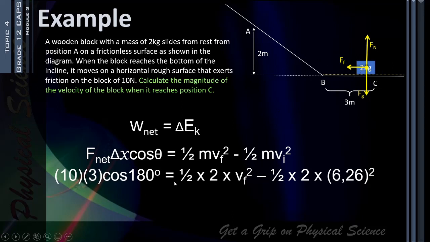And that's equal to half times the mass of 2, the final velocity, we want to calculate the final velocity, minus the initial kinetic energy, which is not 0 now because we know that the block had a velocity of 6.26 meters per second at B. And then to calculate the final velocity, it's 3.03 meters per second. No direction because they asked for the magnitude of the velocity.